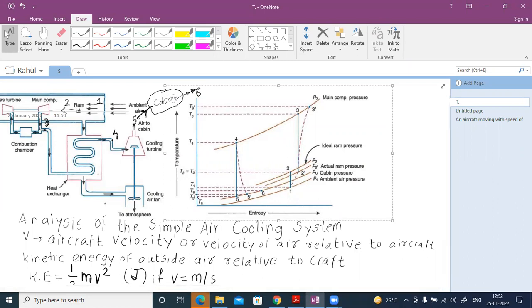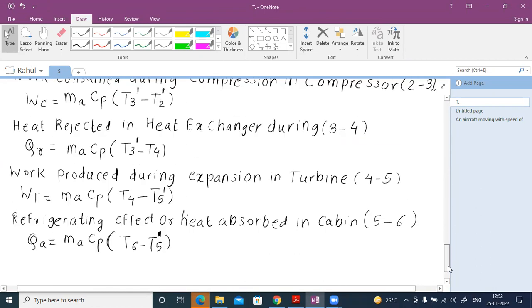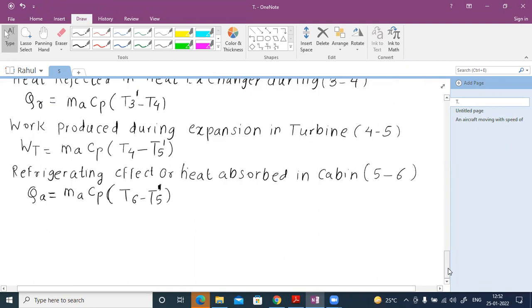But what happens to the temperature of the air? It increases from T5 to T6. Is that okay? Yes, sir.